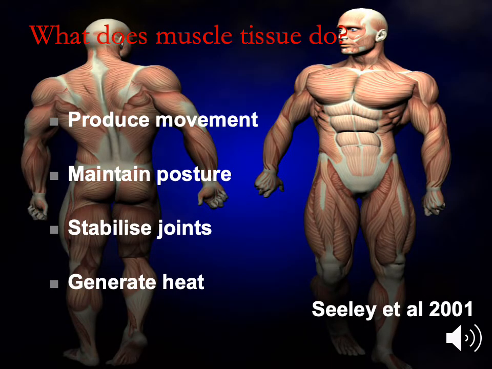Through their ability to contract and relax, muscles are able to perform a number of key functions in the body. The first, probably most obvious one that we would all think of, is the ability to produce movement. This can be total body movements like walking, running, jumping, or what we call localized movements or smaller muscle movements, like writing with your pen. Hopefully some of you are taking notes right now and doing that.